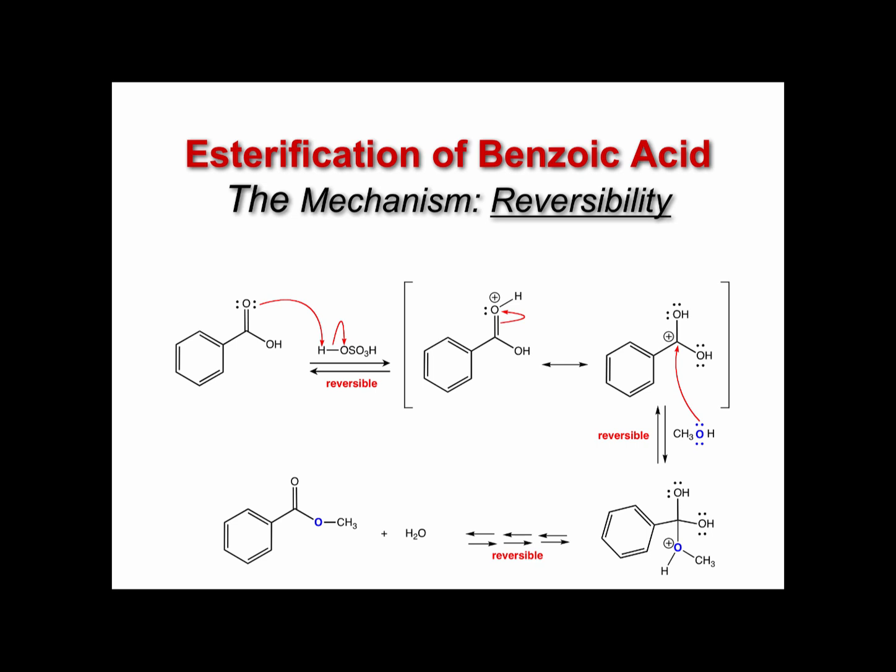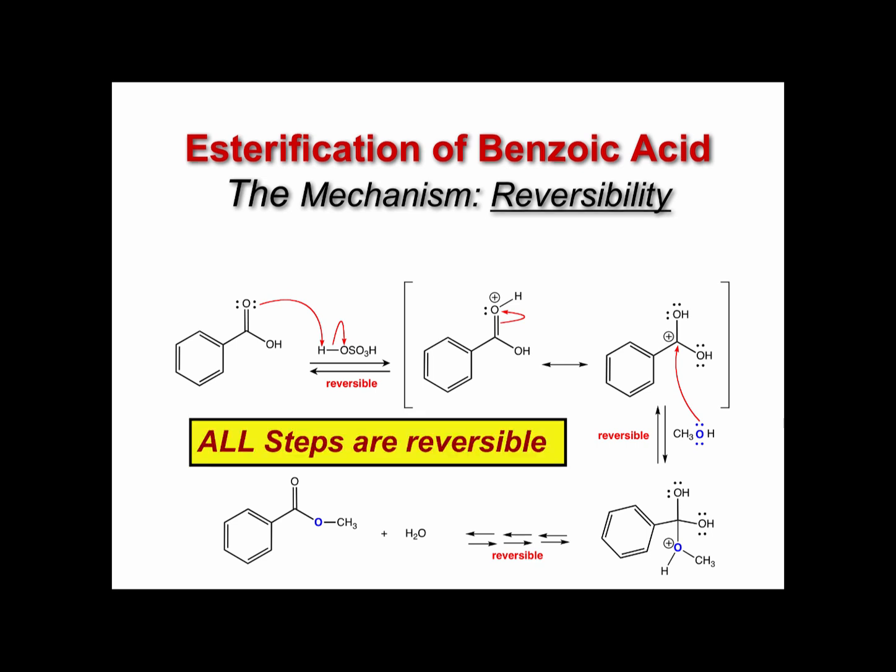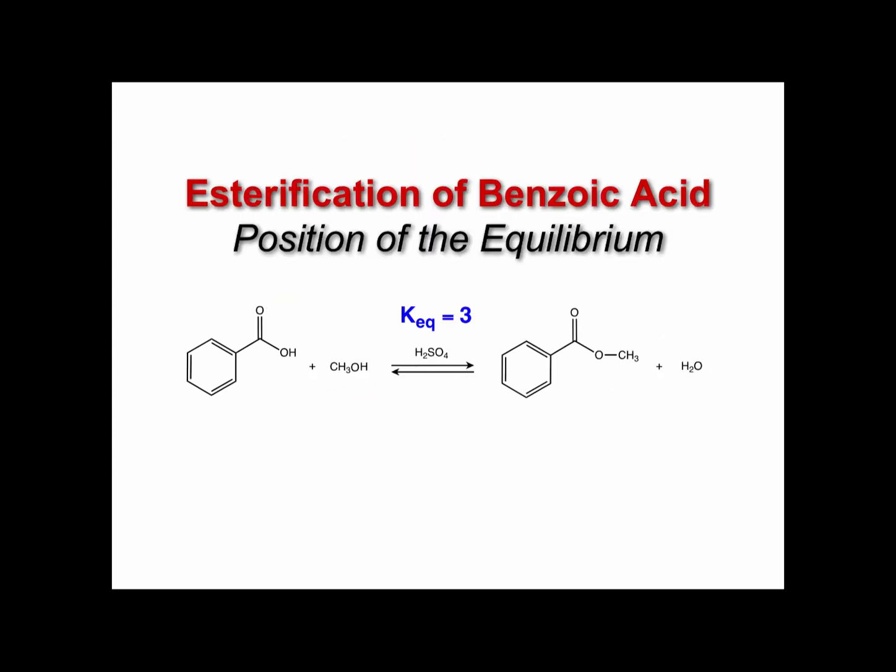So how do you influence where this reaction goes? Does the equilibrium lie on the starting material side? Does it lie on the product side? And the answer to that is, it depends on what you want. So you can influence the position of the equilibrium by doing various things. Okay, so all steps are reversible.